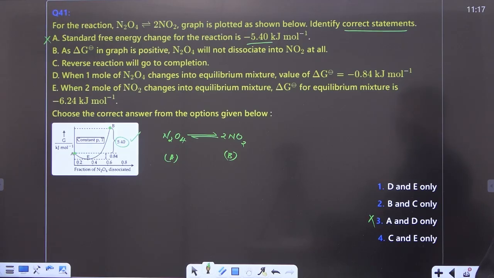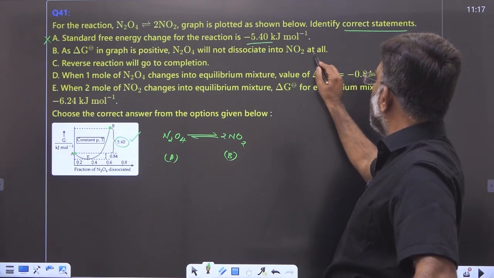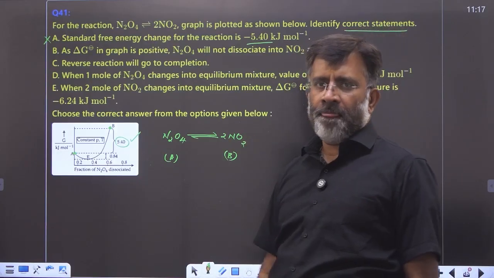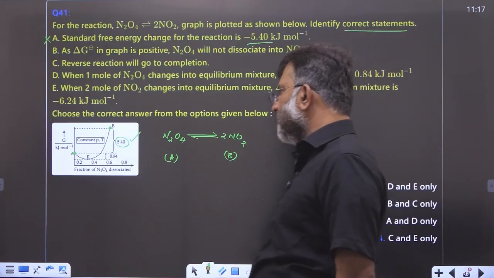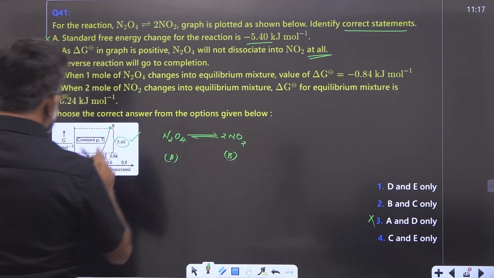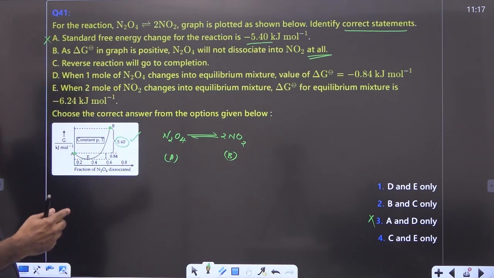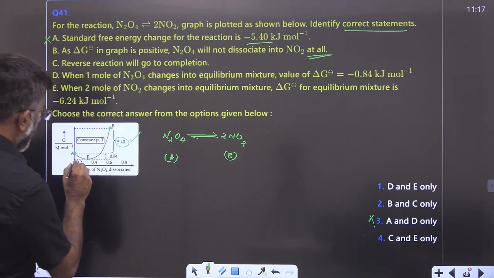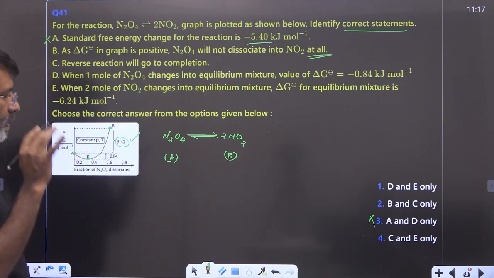Next, as delta G in the graph is positive, N2O4 will not dissociate into NO2 at all. That is wrong. It's a reaction under equilibrium. If this is positive, it means the chance of getting the spontaneity of getting B is less. That's all. Anyway, it is under equilibrium. At the point E, it is under equilibrium.